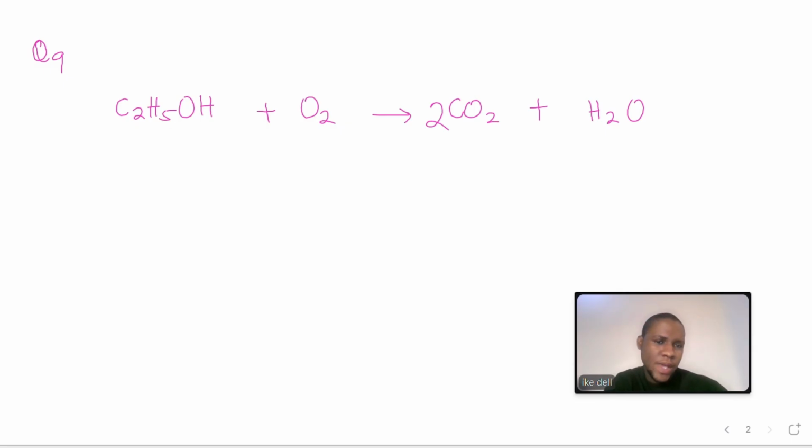Now, how many hydrogens do we have on the reactant side? This is 5. This is 1. So making 6, right? I would have to put a 3 here so that the hydrogen on the right-hand side may also be 6. Is this making sense to you so far?